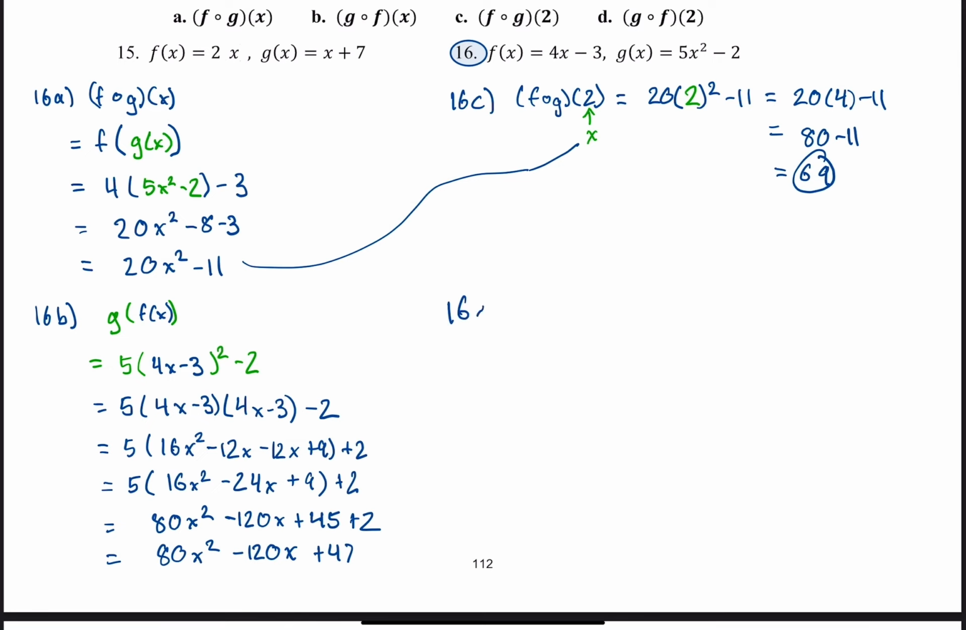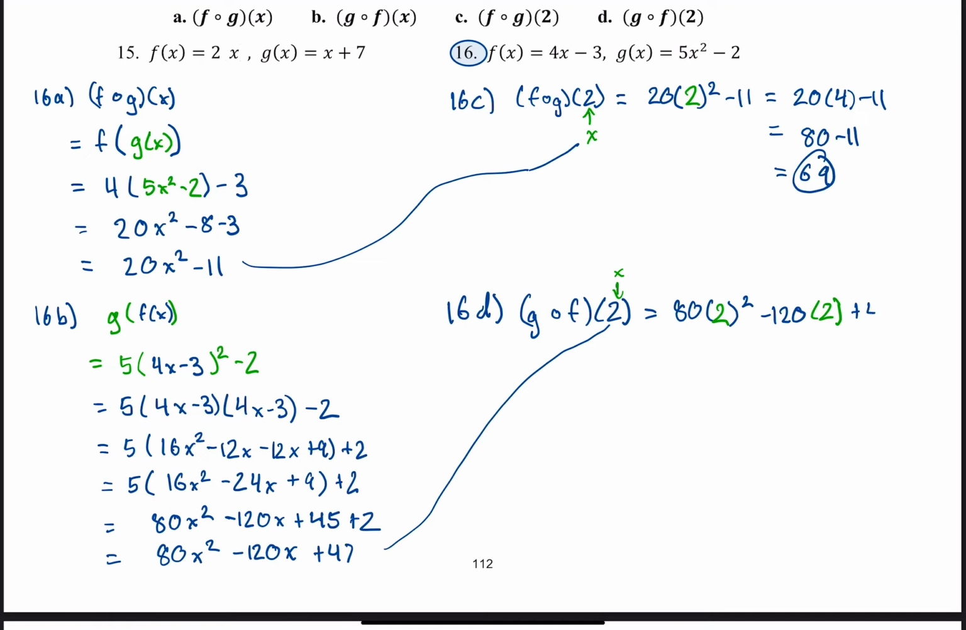And 16D, where we're asked to do g of f of 2. Again, this 2 right here is an x value. So this one gets a little bit more computationally heavy, so you'll just take whatever you got from that first part and plug in 2. So this would be 80 times 2 squared minus 120 times 2 plus 47. And again, I don't have a computational device with me right now, but I'll leave that for you to go ahead and verify, and you can check your answer at the end.